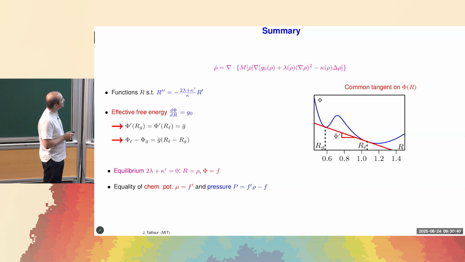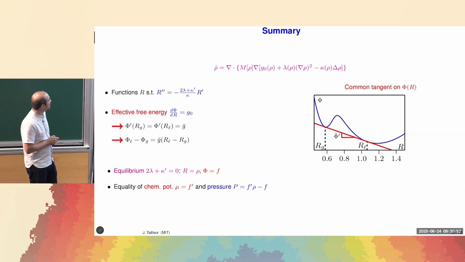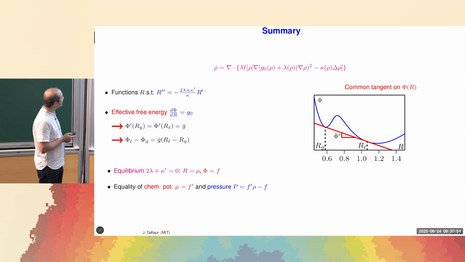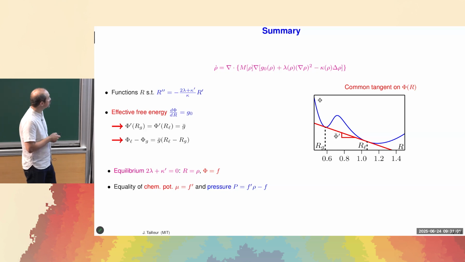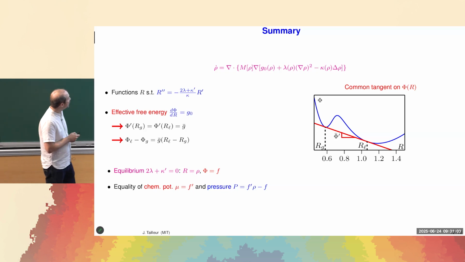You look at these gradient terms first. You introduce this function r, which is defined by this ordinary differential equation. The second derivative of r with respect to rho is minus 2 lambda plus kappa prime over kappa times the first derivative of r with respect to rho. In the equilibrium case, when 2 lambda plus kappa prime vanishes, then you get r double prime is 0, and the solution of this equation is simply r equal rho.